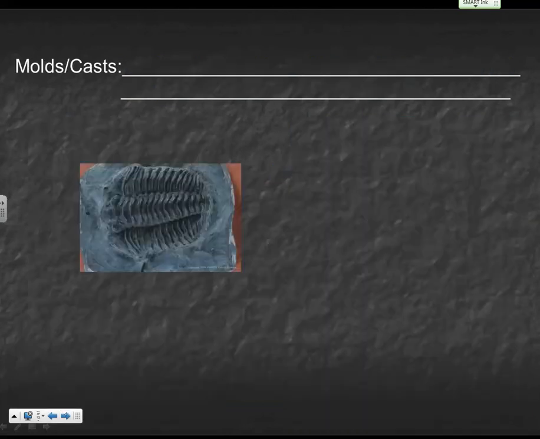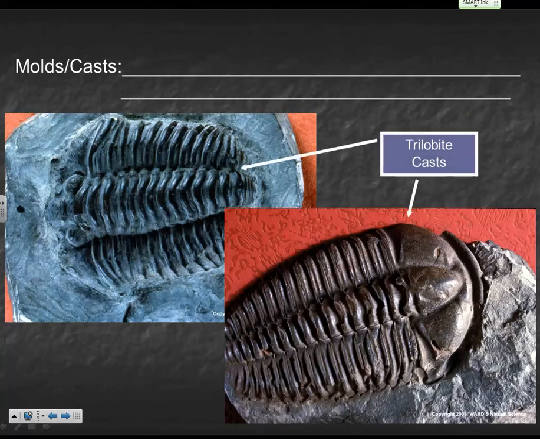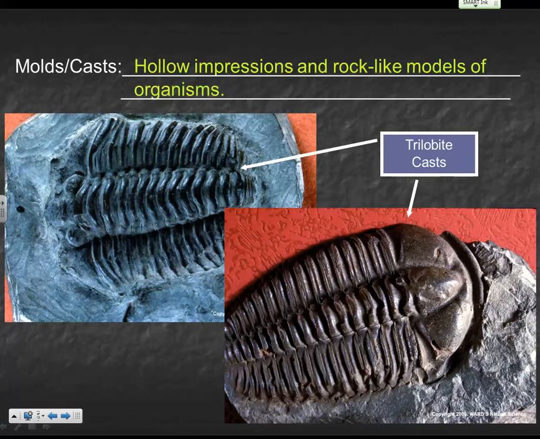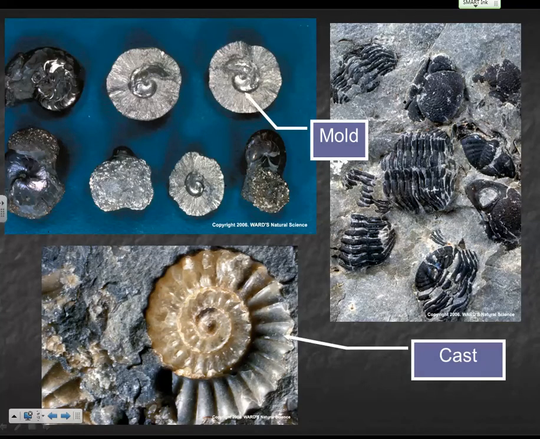Molds and casts. Perhaps you did some of this in art class. Hollow impressions and rock-like models of organisms. And here's some trilobite casts. A number of those in this area. Often around here, though, they're curled up into almost little balls as they die. And the top pictures show it's pointing to a mold there. That's like the hollow cavity, which is then filled in by material in the groundwater, and that's the cast.